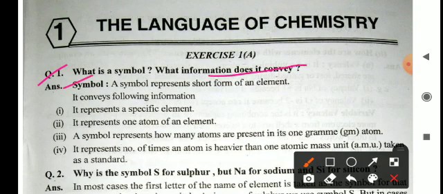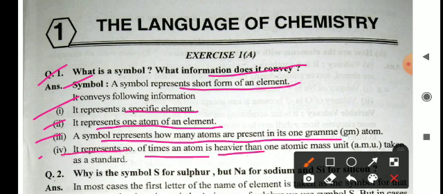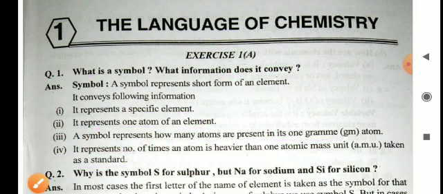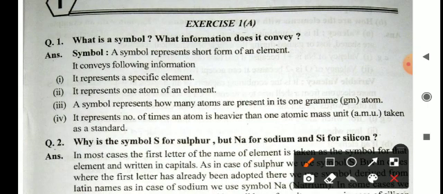A symbol represents a short form of an element. Any element which has a short form is known as a symbol, and it conveys the following information. Number 1, it represents the specific nature of the element. It represents one atom of an element. A symbol represents how many atoms are present in 1 gram of the element. Fourth, it represents the number of times an atom is heavier than one atomic mass unit taken as a standard. Okay, so these are the basic points which tell about symbols.